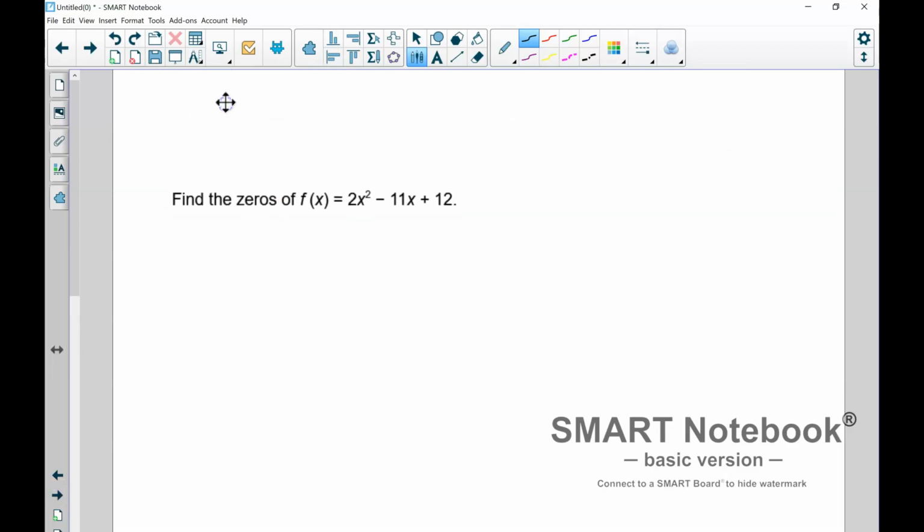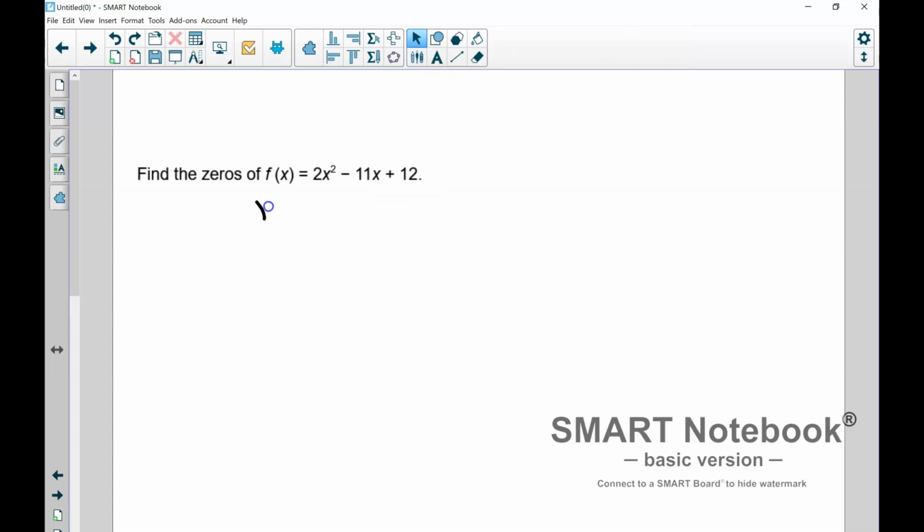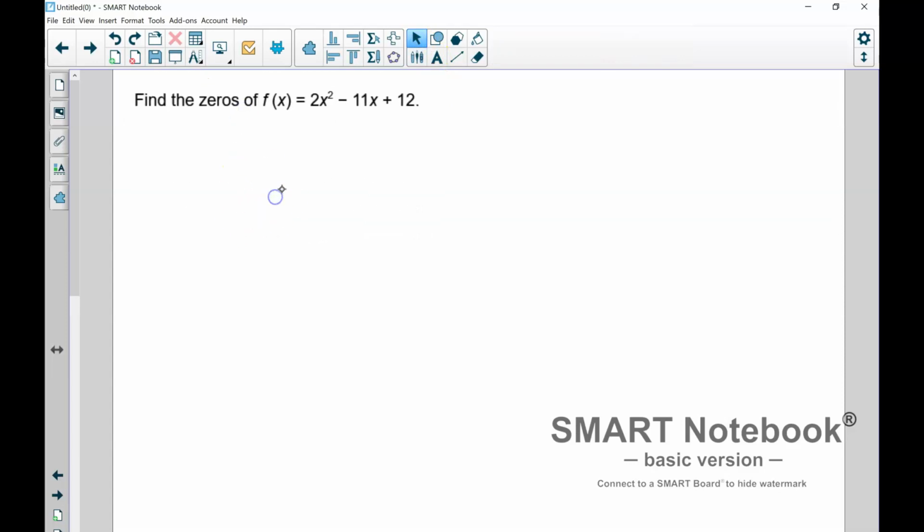Okay, find the zeros. Again, I don't care if that says find the zeros. I don't care if it says find the solution. I don't care how they ask this question. The four different ways to ask the same question, we're going to do the same thing to it.